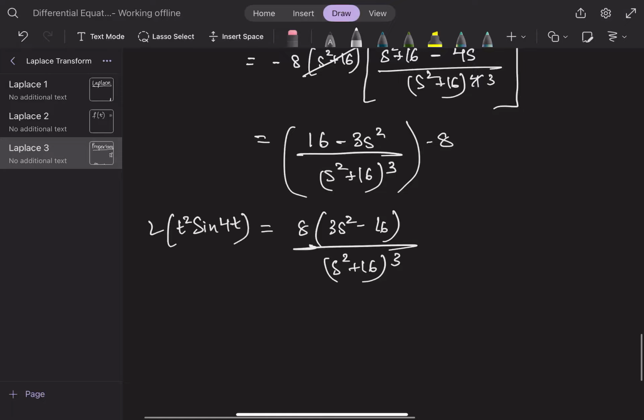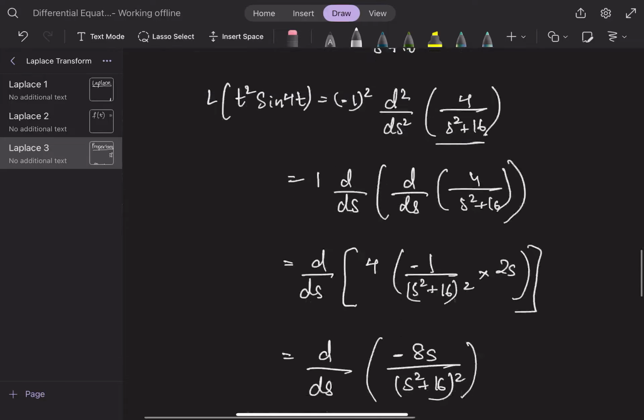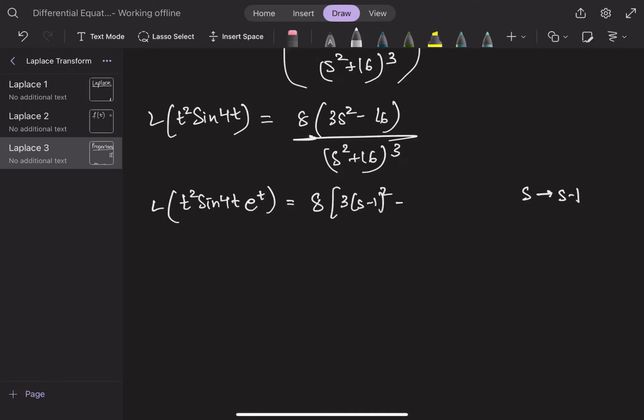But what do we need? We need Laplace of t square sine 4t multiplied by e raised to t. So using the shifting property, what we need to do, we need to replace s with s minus 1. So your answer will become 8, 3 times s minus 1 whole square minus 16, divided by s minus 1 whole square plus 16 whole cube.